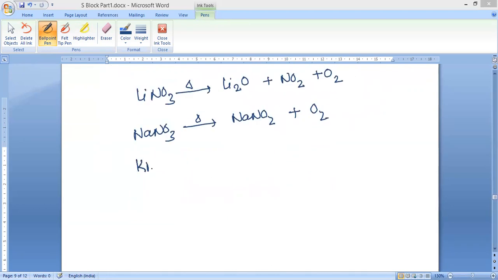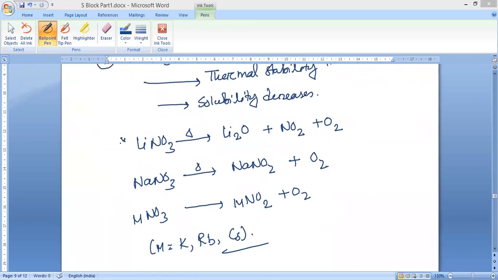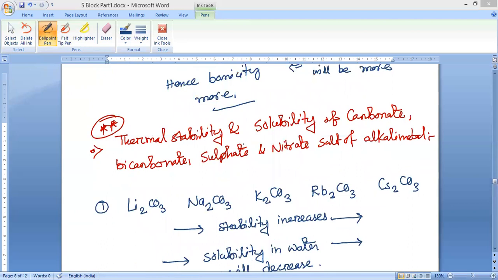For rest of the cases, if you heat KNO3, then it will also form the same potassium nitrite plus oxygen gas, then rubidium nitrate. Then I'm writing here M rather than writing all of this. So MNO2. So M is here potassium, rubidium or cesium. So this is the heating effect and this is the difference. That's why it is important. What is the difference between heating effect of lithium nitrate and sodium nitrate or rest of the nitrates of the alkali metal salts? Okay, so ये रहा all of the thermal stability and solubility of all of the salts of alkali metal.